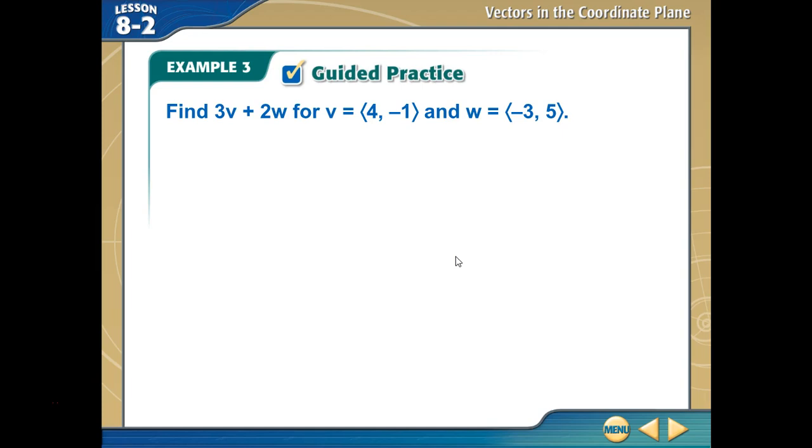All right, so given those vectors, you need to determine 3v plus 2w. Just take care to make sure that you do your scalar multiplication before you do any addition.